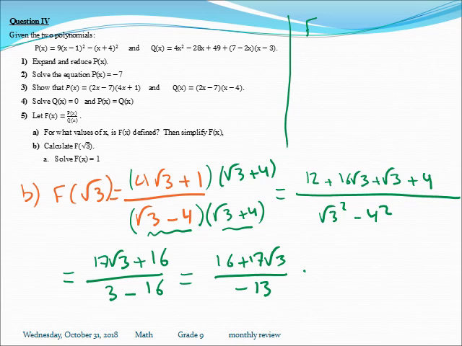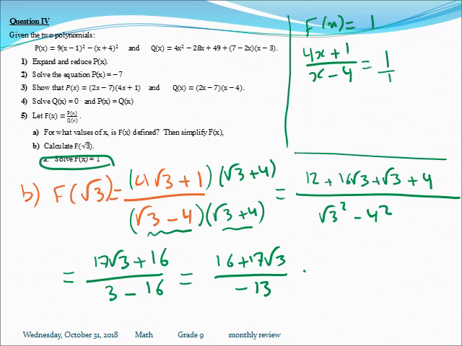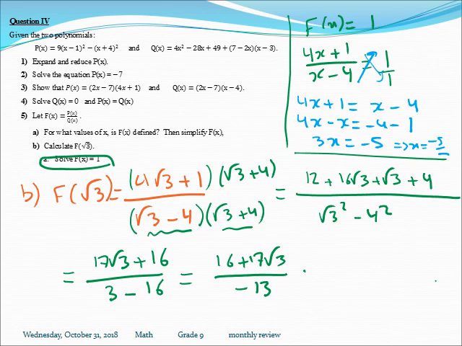Now solve f of x equals 1. F of x simplified is 4x plus 1 over x minus 4 equals 1. Cross multiplication: 4x plus 1 equals x minus 4. 4x minus x equals minus 4 minus 1. 3x equals minus 5, so x equals minus 5 over 3.